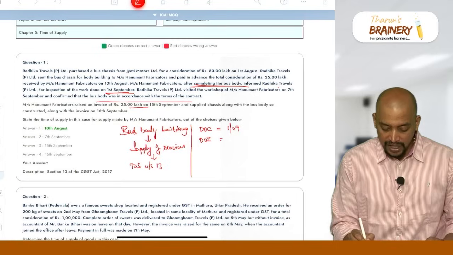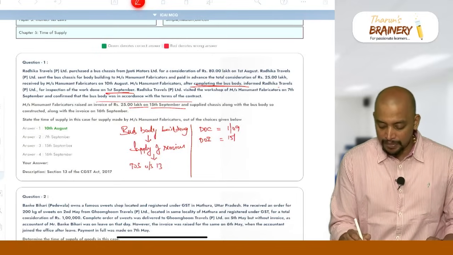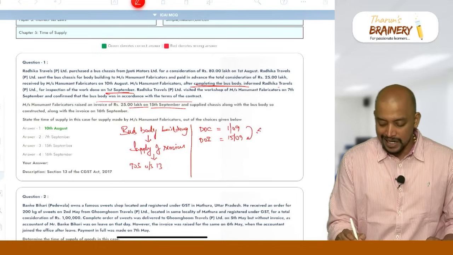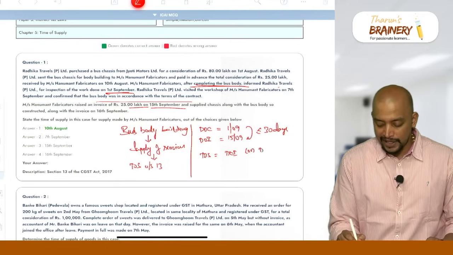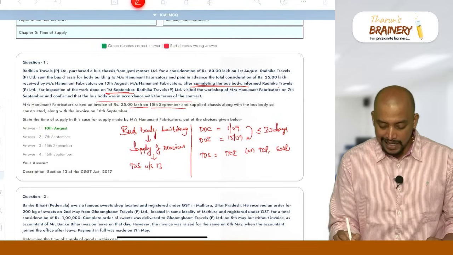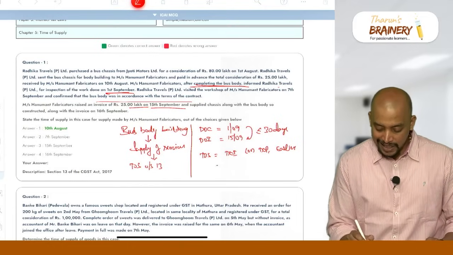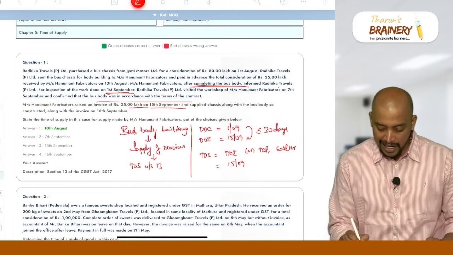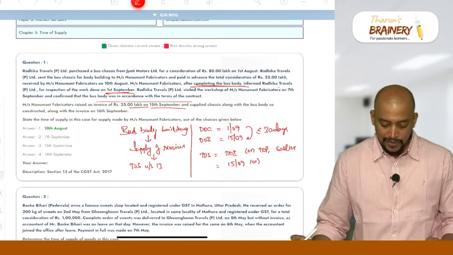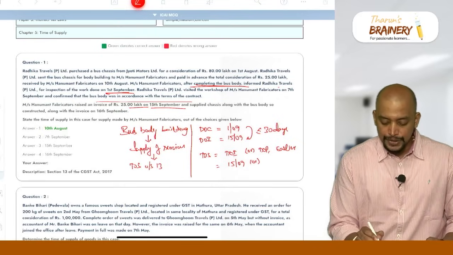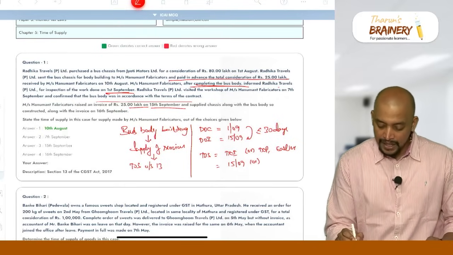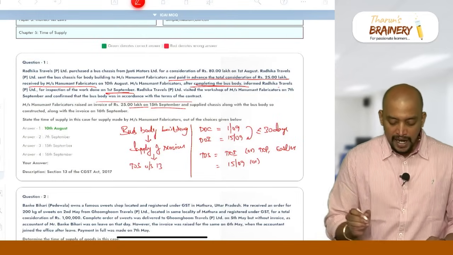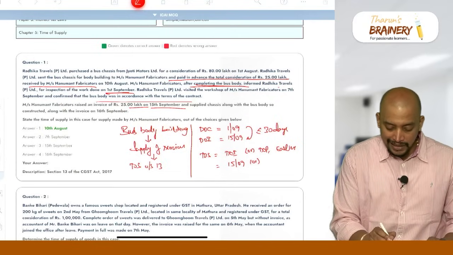What is the date of invoice? Date of invoice is 15th September. So invoice is within 30 days. As the invoice is within 30 days, the time of supply will be date of invoice or date of payment, whichever is earlier will be taken. Okay. So what is the date of invoice? Date of invoice is 15/9, or date of payment. What is the date of payment? So Hanumant Fabricators paid in advance the total consideration of 25 lakhs received by Hanumant Fabricators on 10th August.